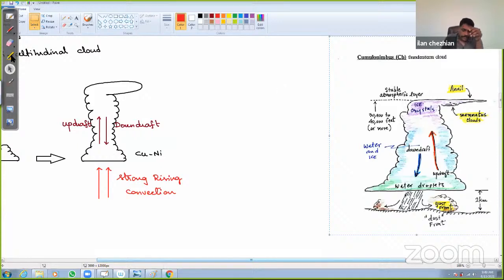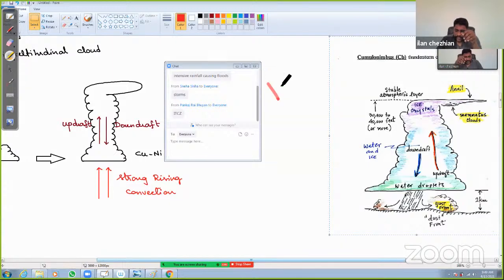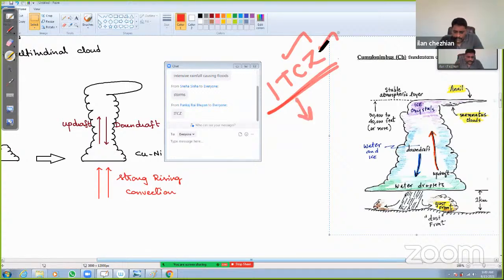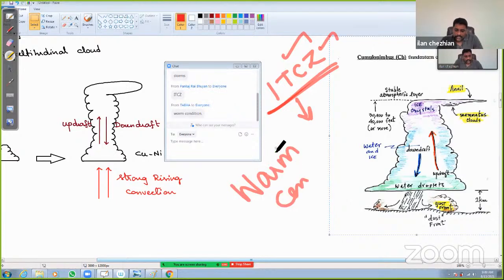Fantastic, right? Pankaj is saying that ITCZ is nothing but what? Equatorial low, correct? Very good. Not only equatorial low, my friend. Wherever you have warm conditions, there you may experience what? Cumulonimbus cloud. That's the reason I said.